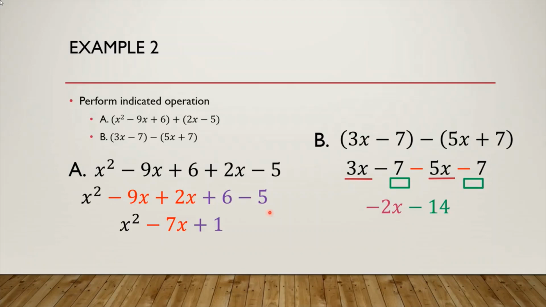Pretty easy. So with the addition, you can just drop the parentheses and then combine like terms. Remember, when you're combining like terms, the variable portion has to be exactly the same. With subtraction, it's pretty much the same as addition. You just have to distribute the negative sign first, and then once you do that, you combine like terms.